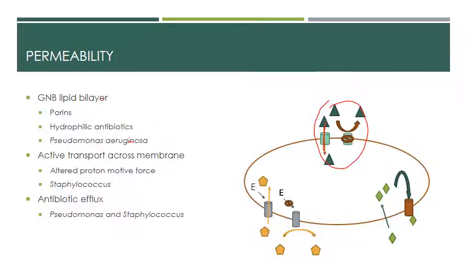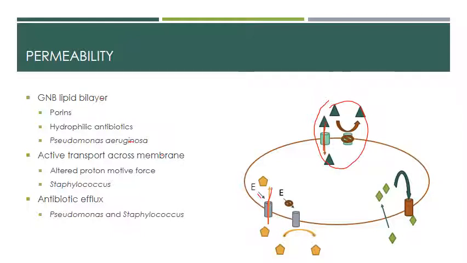Aminoglycosides require active electron transport chains to gain access to the cytoplasm. So it's an active transport across the membrane. If you see here, when aminoglycosides move through, it requires energy in the form of electrons in order to do that. So this particular transport protein requires energy.